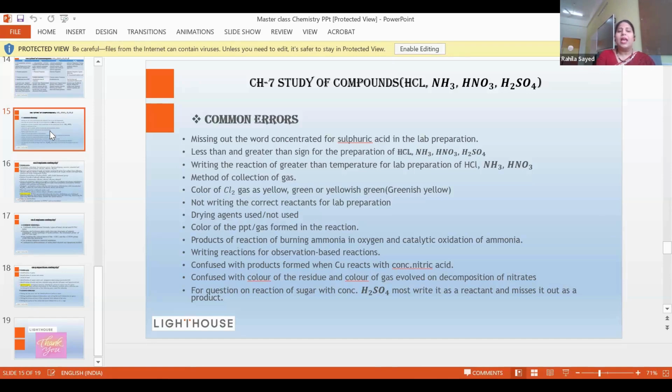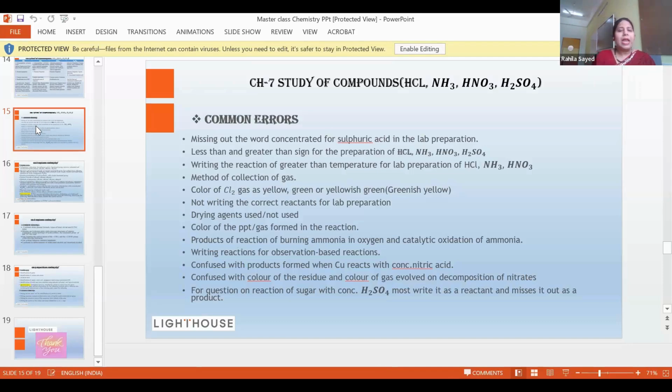Okay. Next, less than and greater than sign for the lab preparation of HCl, NH3, HNO3 and H2SO4. If they have asked you to write the balanced chemical equation for the laboratory preparation of any of these compounds, you have to write only one equation where less than 200 is mentioned. If you give both the equations, you won't be getting marks over there. So check what is asked in the question paper.